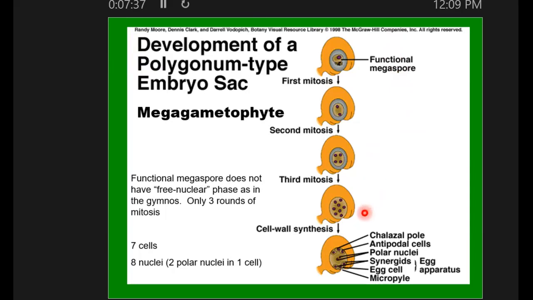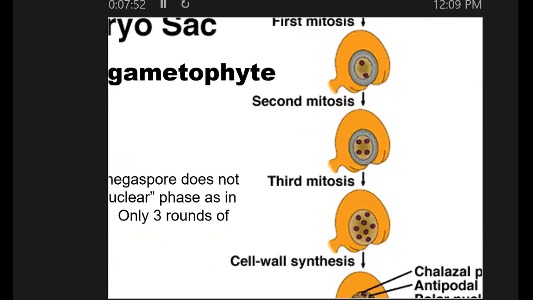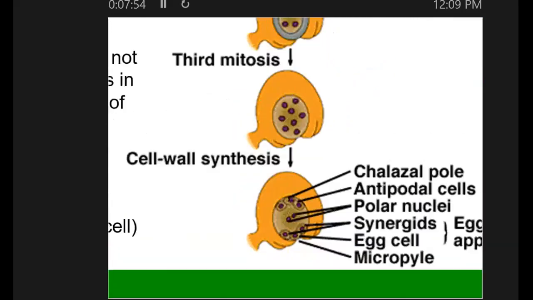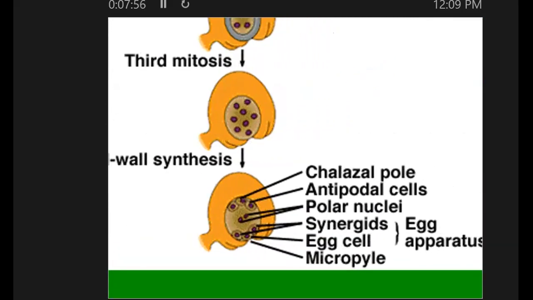You end up with 8 nuclei. 2 nuclei get stuffed into 1 cell. So that means you end up with 8 nuclei, 7 cells. And then this very final picture here, I'd like you to be comfortable again with the details of all those different cells. So what they see when they look at this polygonum, when it's all done and ready to go, you're going to see that those cells migrate to different portions of the megagametophyte.